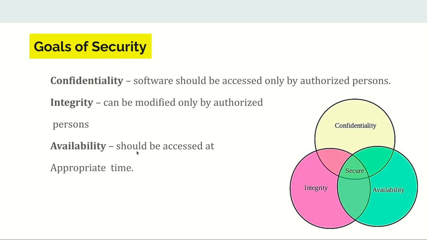Goals of security: confidentiality, integrity, availability. If confidentiality, integrity and availability are satisfied, the software will become secure. Confidentiality is that software should be accessed only by authorized persons. Integrity is that it can be modified only by authorized persons. Availability is that it should be accessed at the appropriate time. That means even the authorized persons have a limited access period.